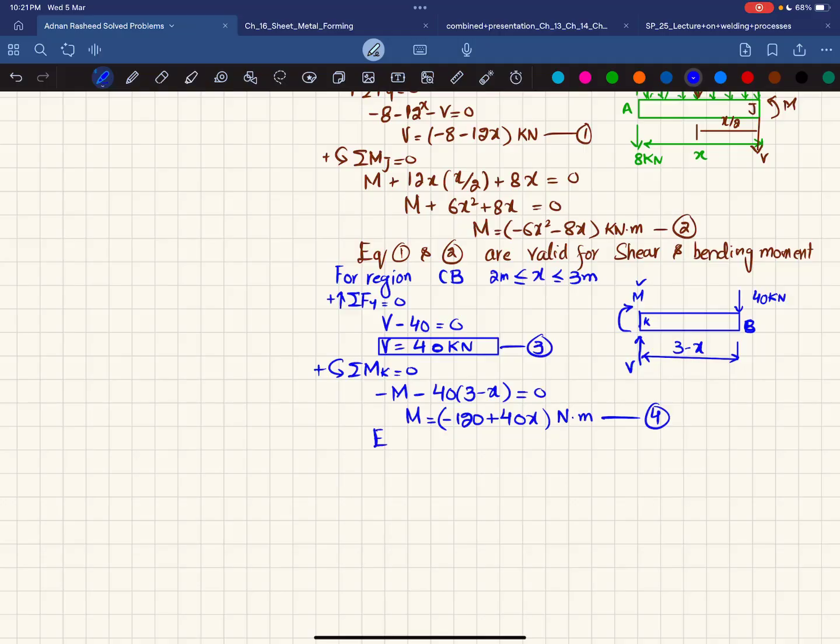And this is your equation number 4. Now these equations 3 and 4 are valid for shear force and bending moment for region BC. Now with the help of these equations 1, 2, 3, 4, I will draw the shear force and bending moment diagrams.